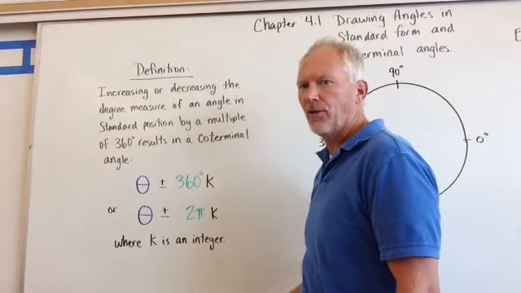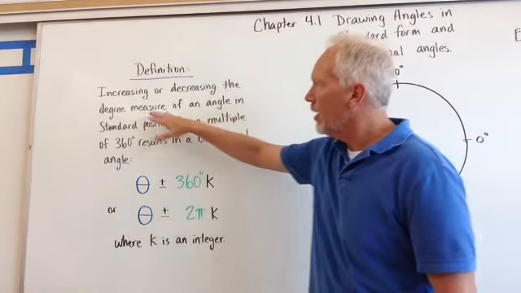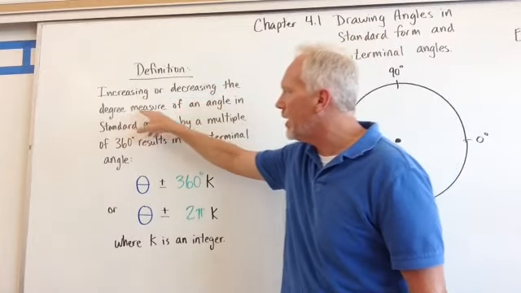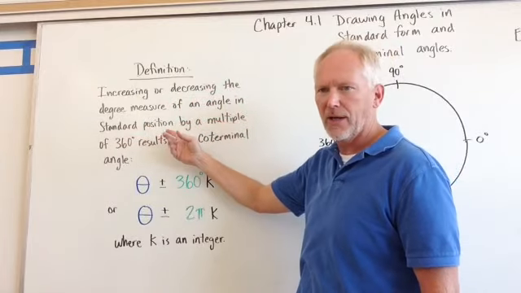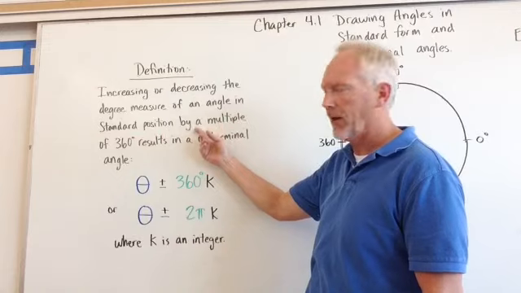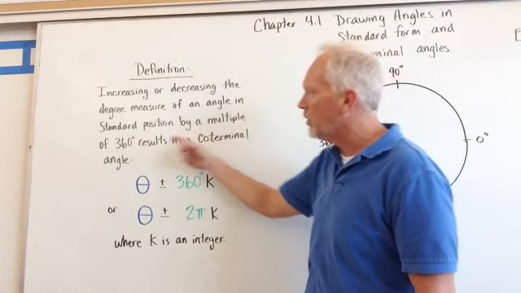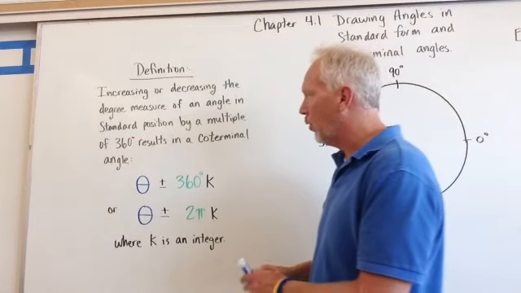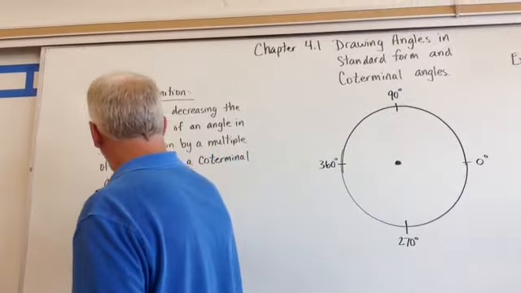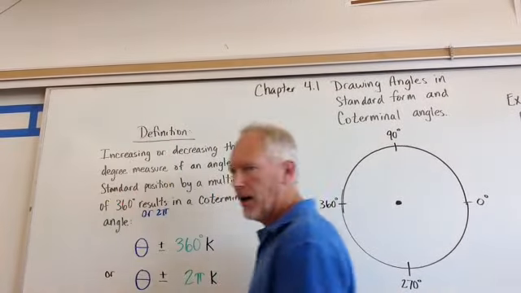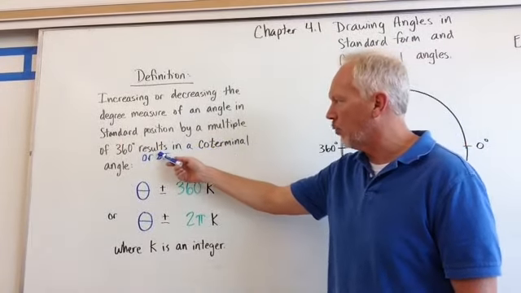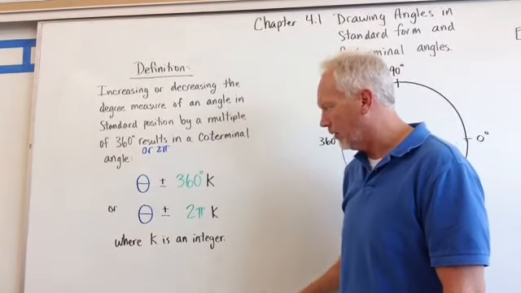We can see here that the formal definition says we're increasing or decreasing the degree measure of an angle in standard position. We'll talk about that in a second. By a multiple of 360 degrees. We should also put or 2 pi, right? Or 2 pi, which results in a coterminal angle.